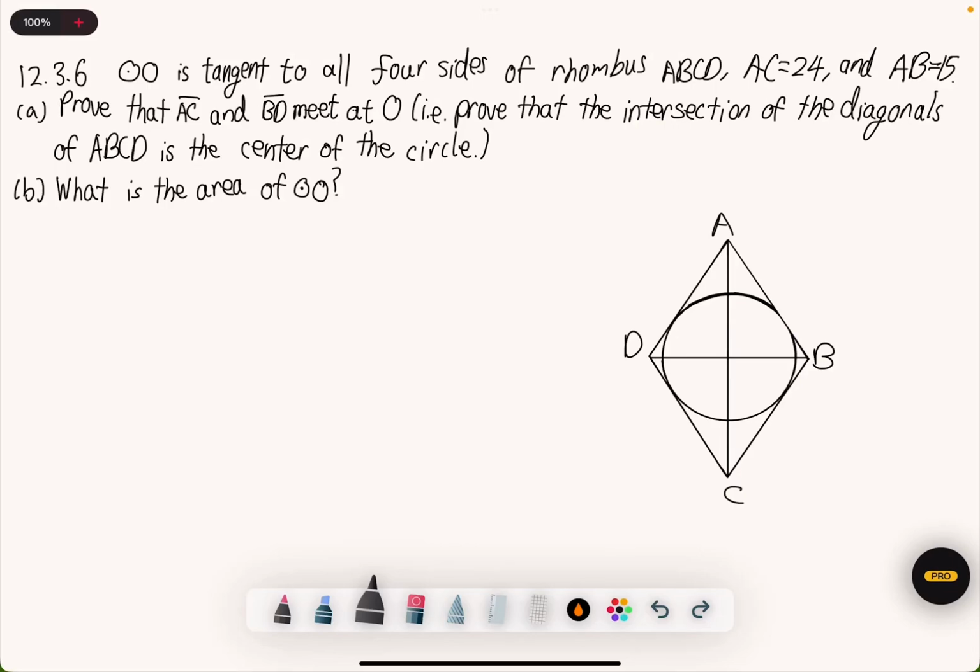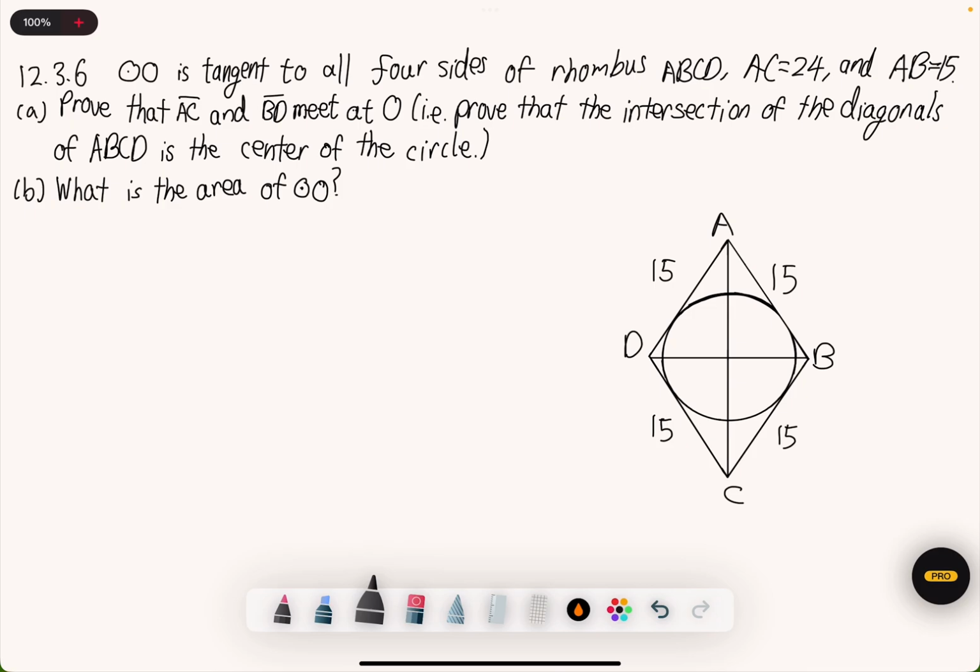Let's do this geometry problem from AOPS Introduction to Geometry. Circle O is tangent to all four sides of rhombus ABCD. AC is 24 and AB is 15. From this sentence, we know that all four sides of the rhombus have side length 15, because according to the definition, a rhombus is a parallelogram where all four sides are equal.